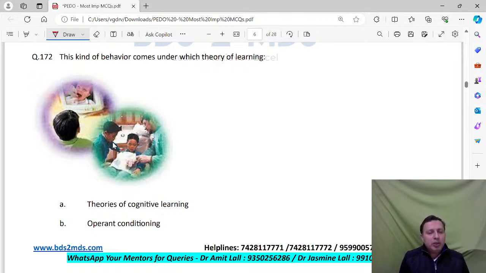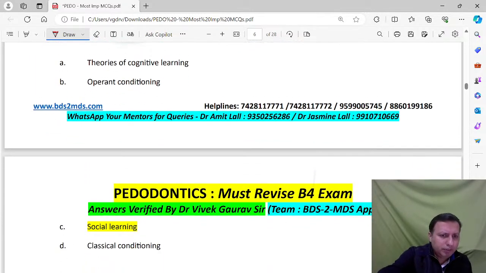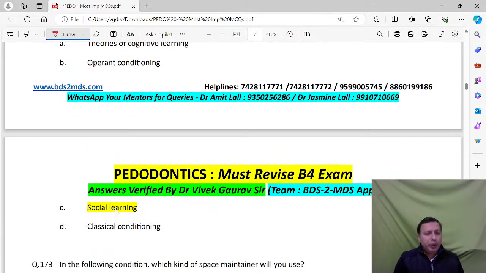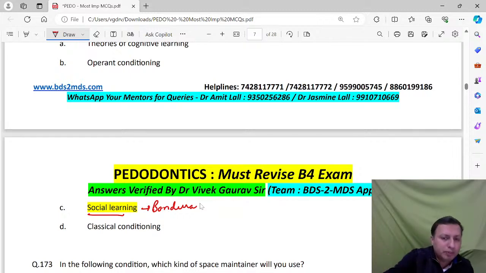Now this is something called a modeling technique, where the model can be a live model. So this is a live model and this is a film model. Okay, and this was given by Bandura, and that theory name is the social learning theory, given by Bandura. So this modeling was given by Bandura, that is acquisition of behavior versus performance of behavior.